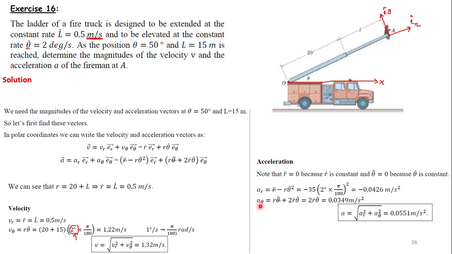And we can deduce as well A theta. It's equal to R theta double dot plus 2 R dot theta dot. We said that theta double dot is 0, so this cancels. And therefore A theta is equal to only one term. It's equal to 0.0349 meter per second squared. The question was to find the magnitude of V and A, so we need to continue to find the magnitude of A. It's equal to the radical of AR squared plus A theta squared, and it's equal to 0.0551 meter per second squared.